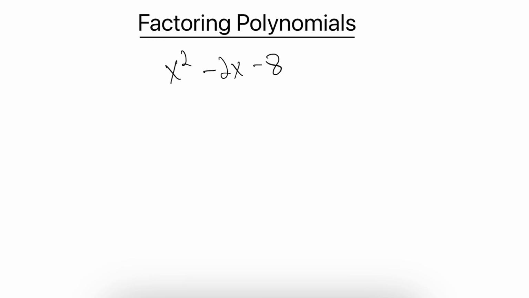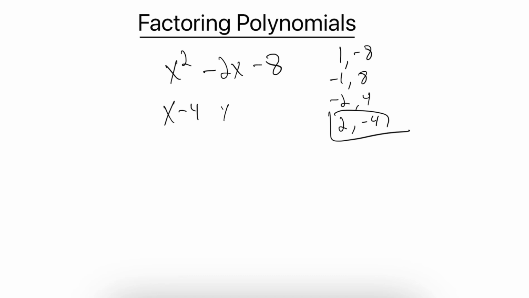Now we've got x squared minus 2x minus 8. So once again, we need two numbers that multiply together to equal negative 8. We've got 1 and negative 8, negative 1 and 8, negative 2 and 4, and 2 and negative 4. We need two numbers that add to negative 2. So our two numbers that add to negative 2 are going to be right here, because negative 4 plus positive 2 is negative 2. So our answer is going to be x minus 4, x plus 2.